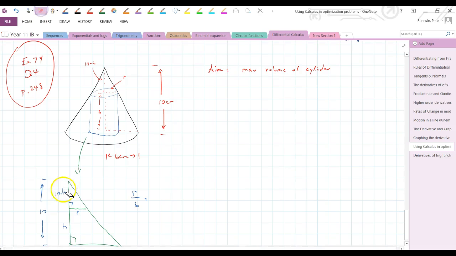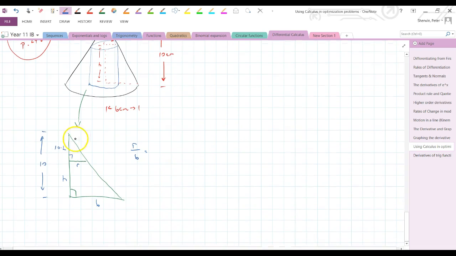They give us a little clue here, you can see, just in the diagram. They give us that this is 10 minus h. So 10 minus h in there. They don't have to give us that. We have to be clever enough to work that out ourselves. So r over 6 equals 10 minus h over 10, which is the corresponding side, if you can see what's going on.